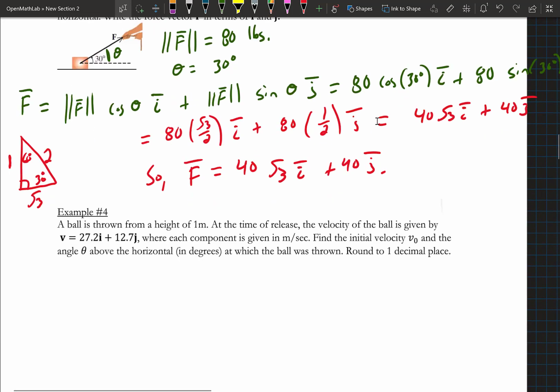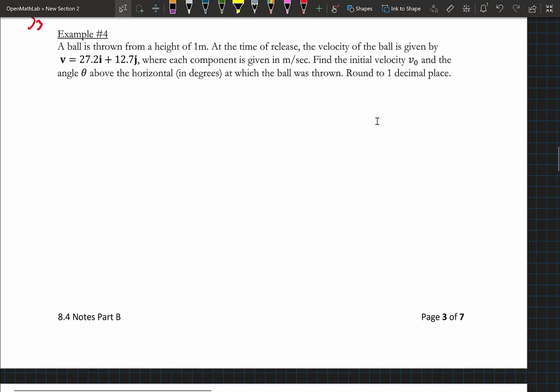So in example 4, we have a ball is thrown from a height of 1 meter. At the time of release, the velocity of the ball is given by v equals 27.2 i plus 12.7 j, where each component is given in meters per second. Find the initial velocity v sub 0 and the angle theta above the horizontal in degrees at which the ball was thrown. Round to 1 decimal place.